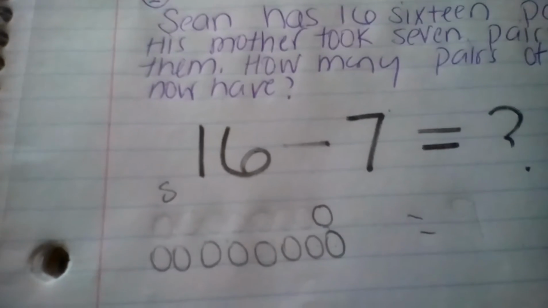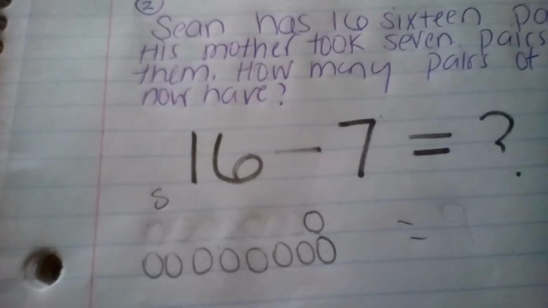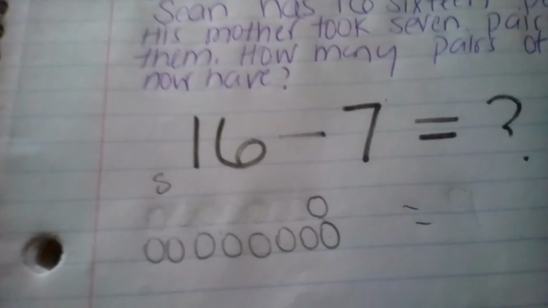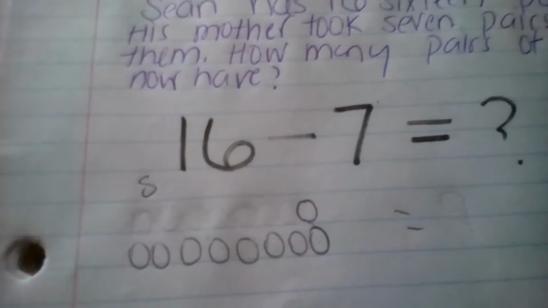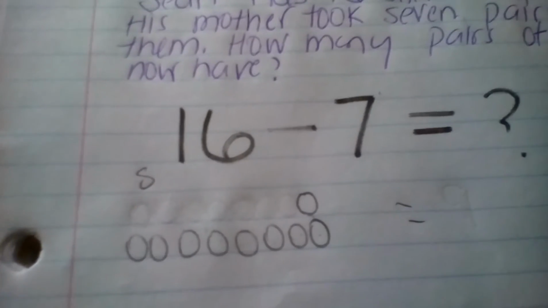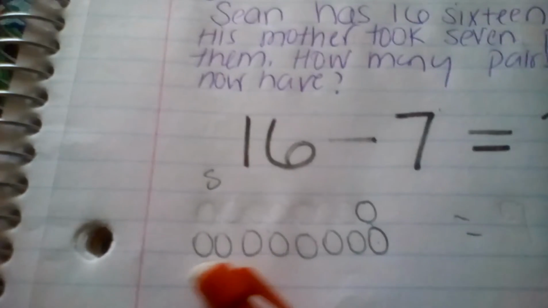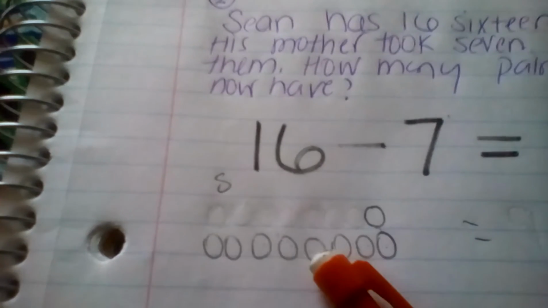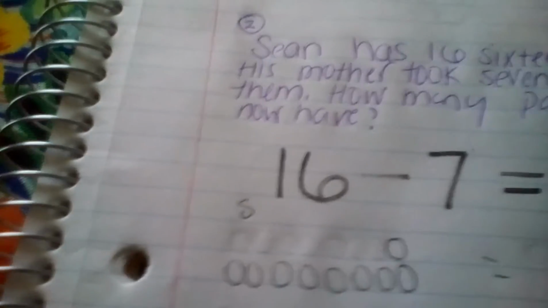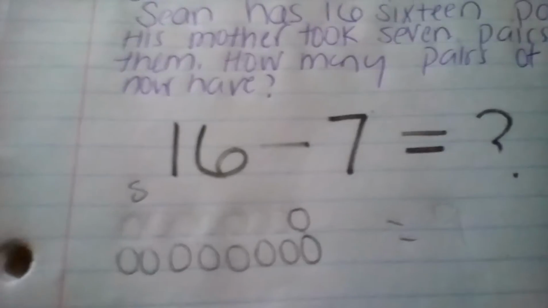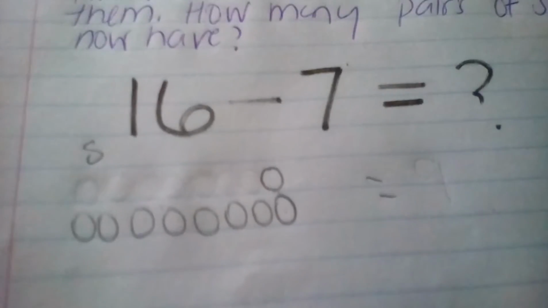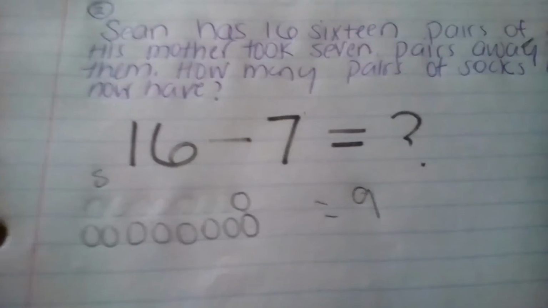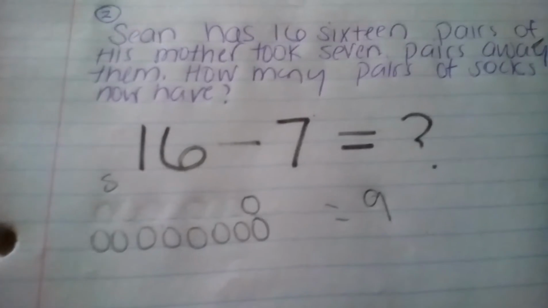Alright, so we've taken away 7 pairs of socks. So how many socks do you think we have now, guys? Can I see some hands? So let's count it together. That's 1, 2, 3, 4, 5, 6, 7, 8, 9. That's correct. We only have 9 pairs of socks left. And there you have it. It's seriously that easy. Let's try some more.